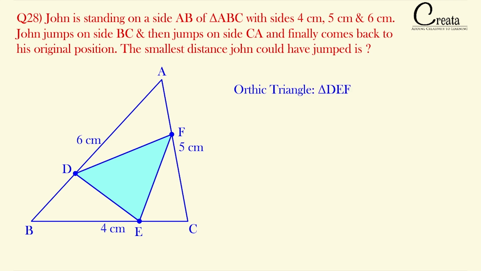Basically, what is perimeter? Perimeter is the sum of the three sides of the triangle. So we have to find the three sides of the triangle and add these three sides to get the perimeter of the triangle. Got it? So the fundamental of the orthic triangle will come into the picture.